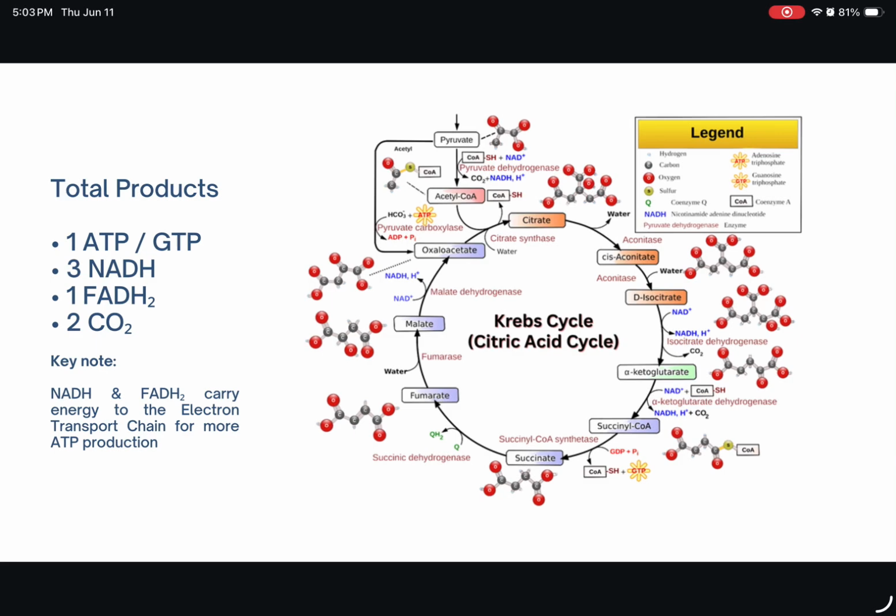This makes the Krebs cycle very important because it effectively turns the nutrients from our food into the energy our body needs to function, grow, and stay alive.